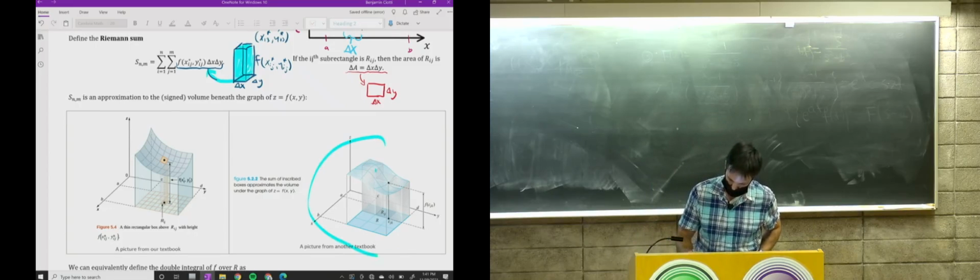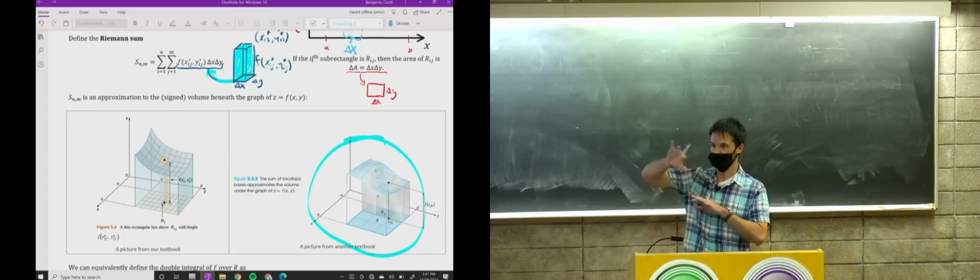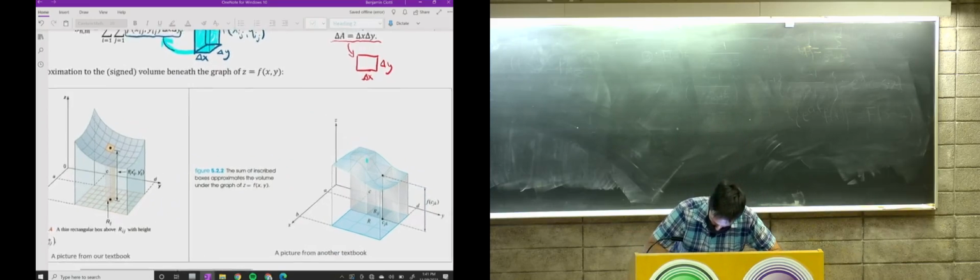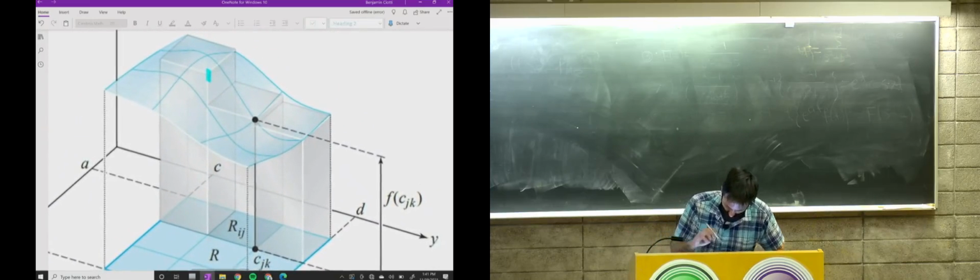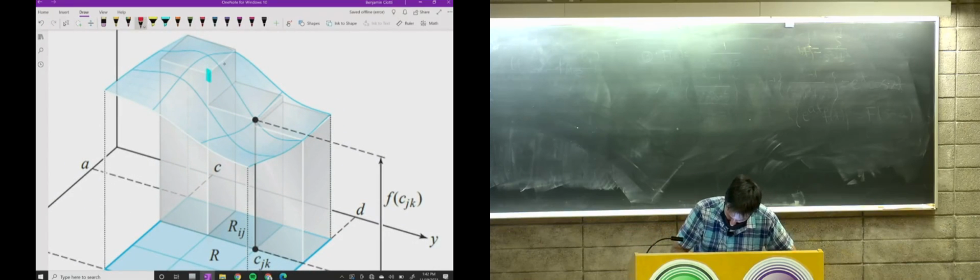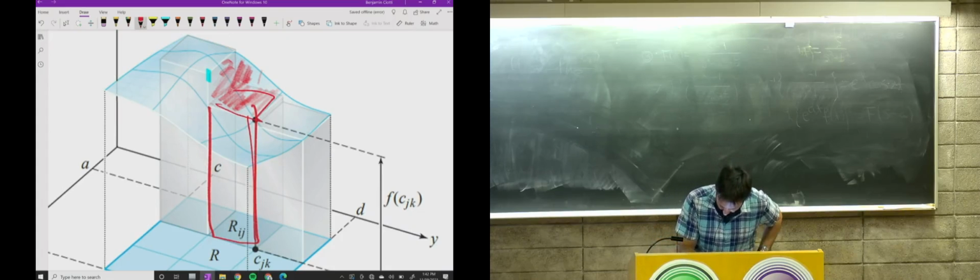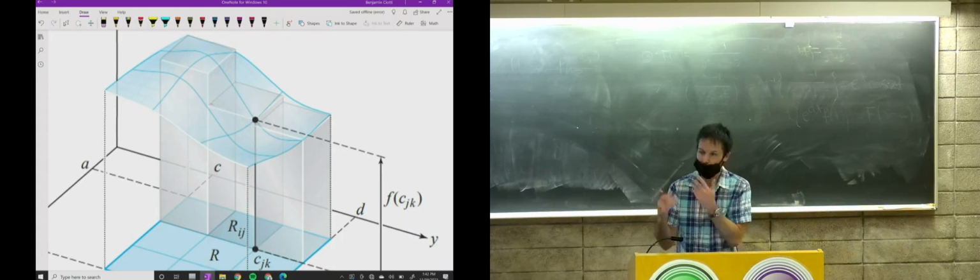Notice that according to this picture, this is going to be close to the volume underneath the surface. That is to say, it's going to be close to the double integral. Let me zoom in here for a second. There might be a little bit of error right here, but other than that, we're capturing most of the volume with this box right here. And similarly, on the next piece, there's a little bit of error right on top, but other than that, we're capturing most of the volume.